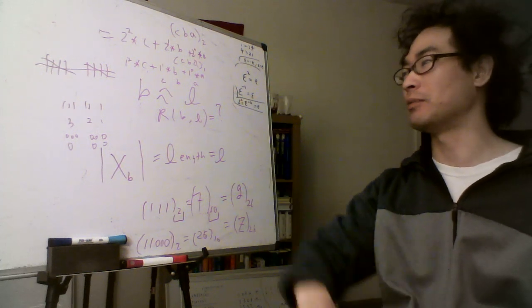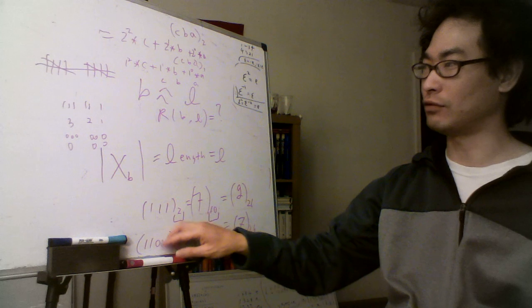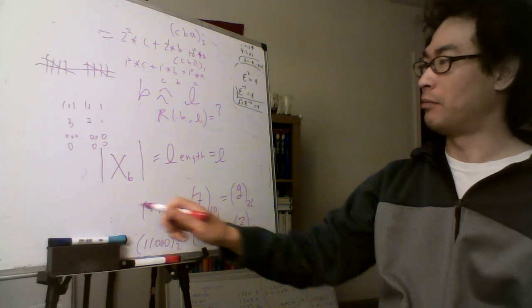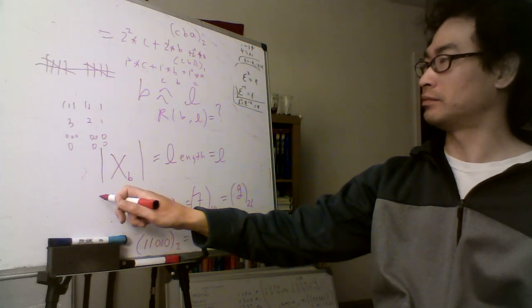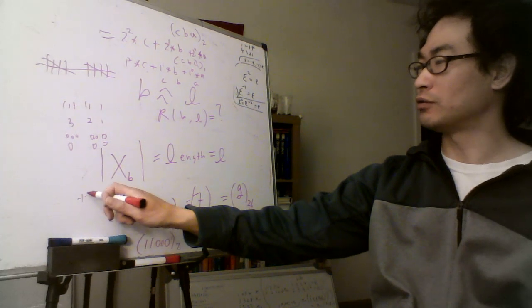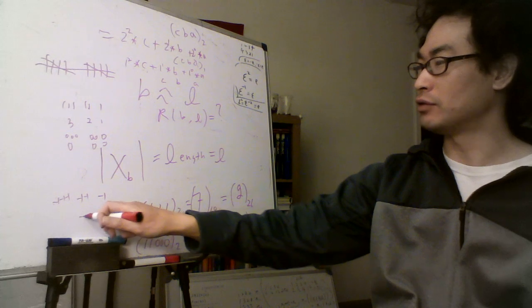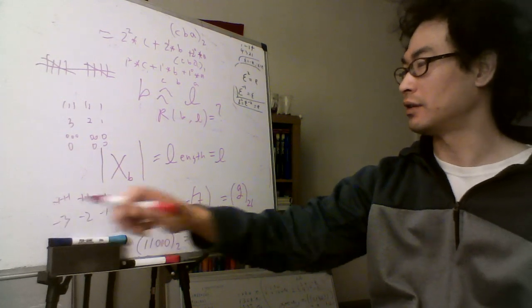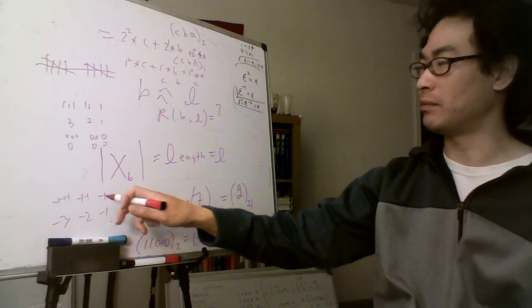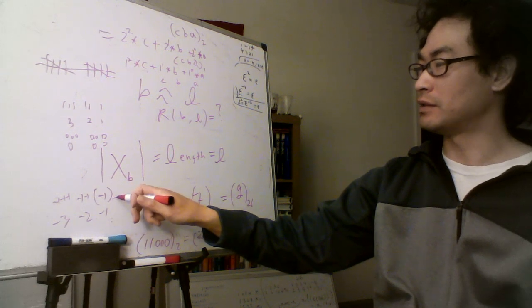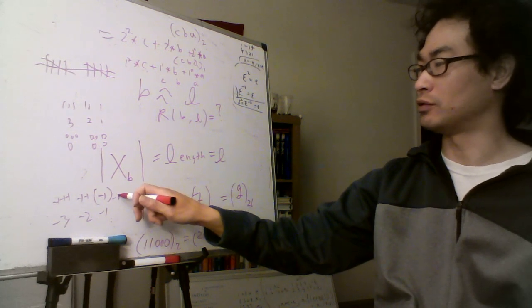How about base system negative 1? Yeah, you can do that. Minus 1, minus 1, minus 1, minus 1, minus 1, minus 1. Yeah, so minus 1, minus 2, minus 3. Okay, that's the base system based on minus 1.